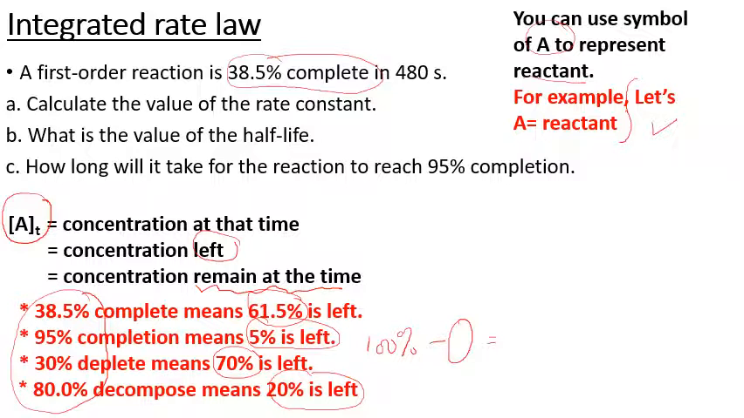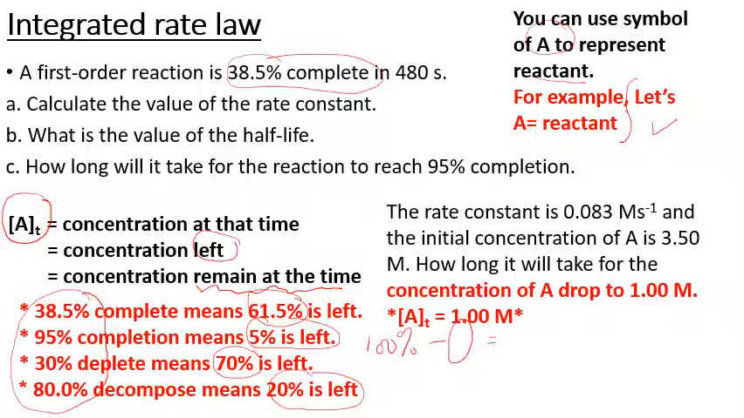So there is another type of question. The rate constant is 0.083 molar per second. Initial concentration 3.5. We are going to look for the time for the concentration of A to drop to 1 molar. So in this case, because of the words drop to, we are not going to use 3.5 minus 1, but we will say that the concentration at the time is 1 molar.